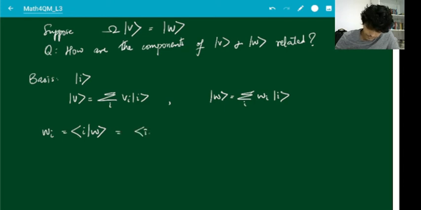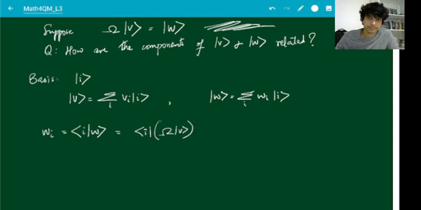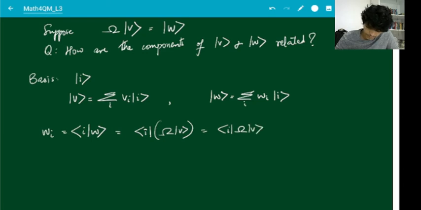So this is ⟨i|w⟩, but w is Ω operating on v. So this is ⟨i|Ω|v⟩, but I know that v is given by this summation. So I will write this as ⟨i|Ω Σ v_i|i⟩.